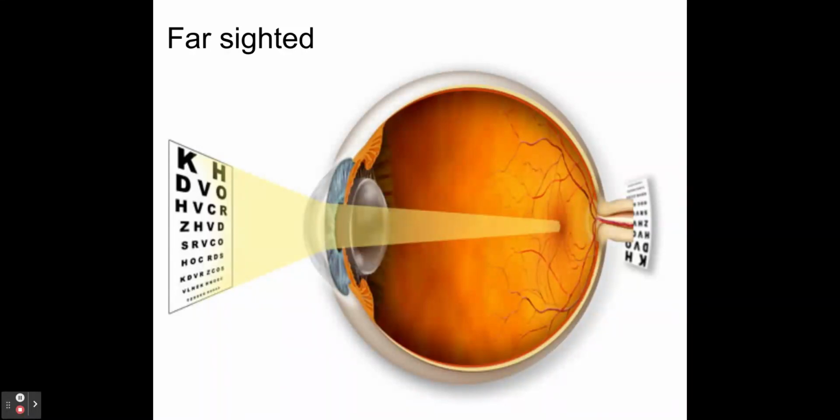If you're farsighted, the image actually gets projected behind your retina, and it's still flipped, but this is for people who have to hold maybe the newspaper further away from their face or a book further away from their face because they can only see things far away. And that's generally what happens to your eyes as you get older.